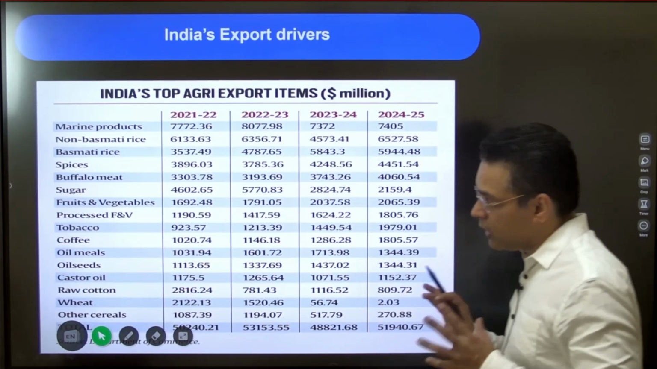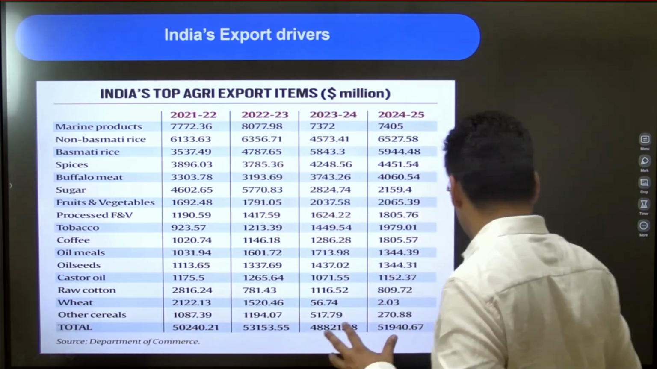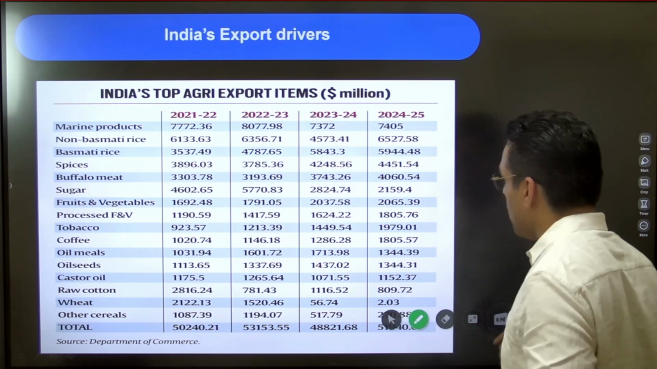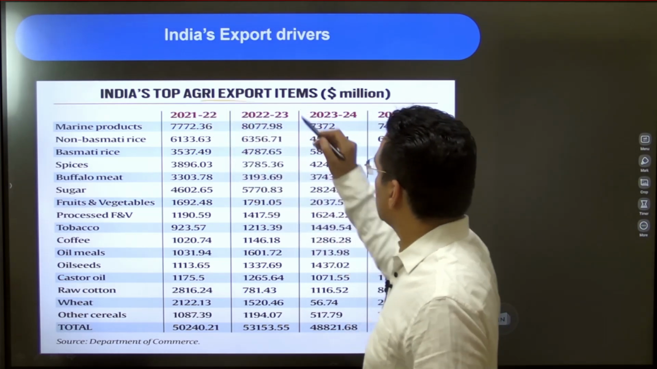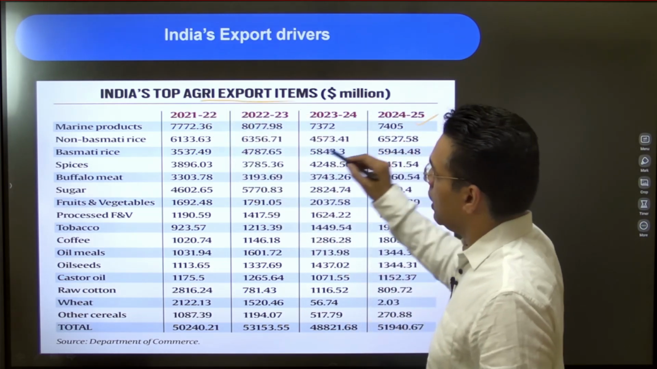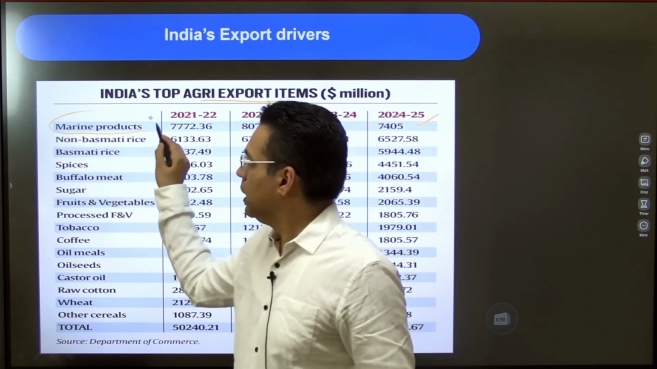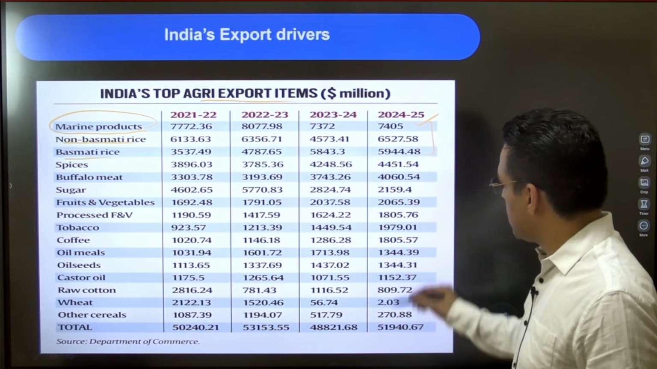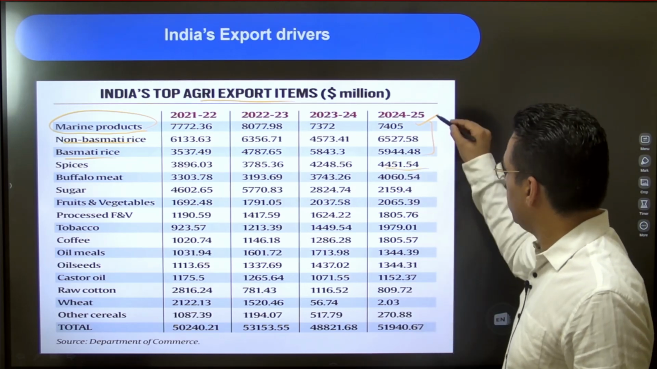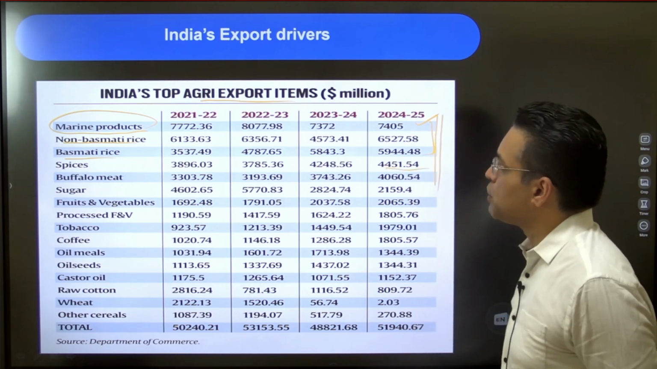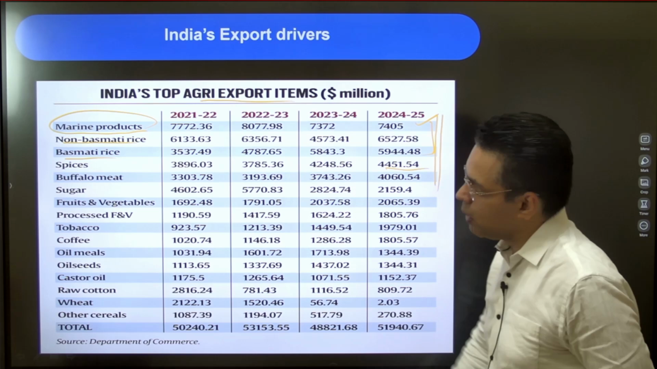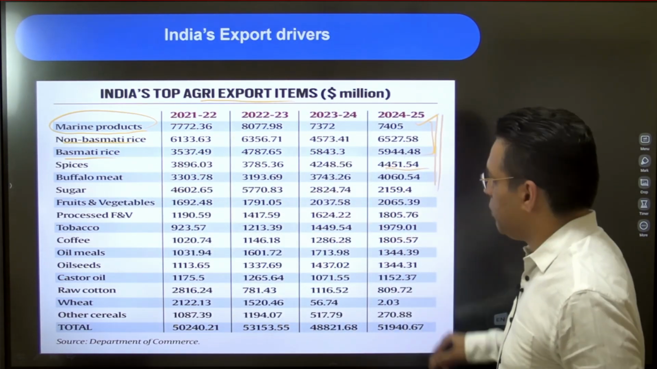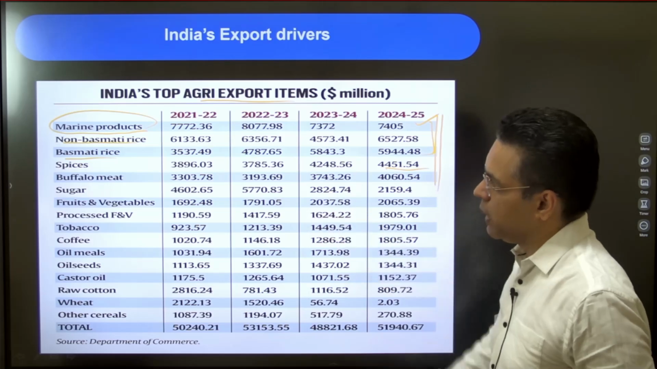These trends are very important for UPSC questions. Now let's talk about the export scenario. India's top agricultural exports, as you can see here: the highest is marine products, second is non-basmati and basmati rice. The top five in terms of agricultural exports are marine products, non-basmati rice, basmati rice, spices, and buffalo meat, and we also have areas like sugar and fruits.